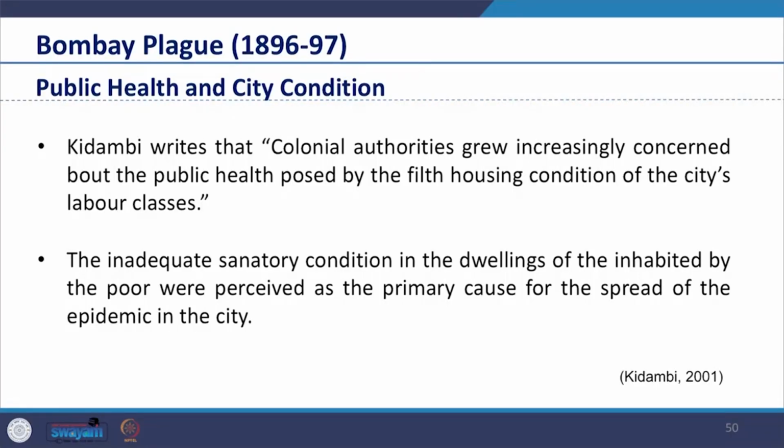You see how critical was the service of these people, that it affected the health and economic status and the working of the city in totality. Kidambi writes that colonial authorities grew increasingly concerned about the public health risk posed by the filthy housing condition of the city's labor classes. The inadequate sanitary conditions in the dwellings inhabited by the poor were perceived as the primary cause for the spread of epidemics in the city.